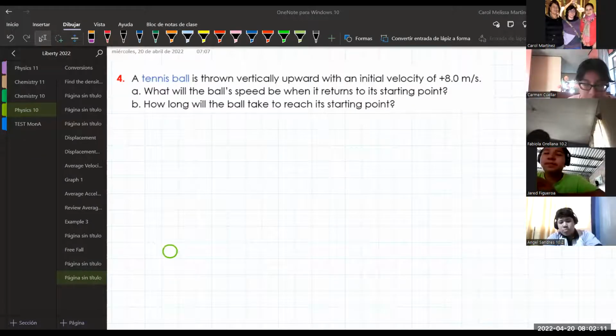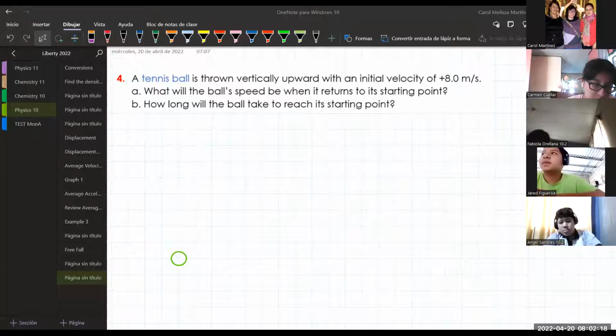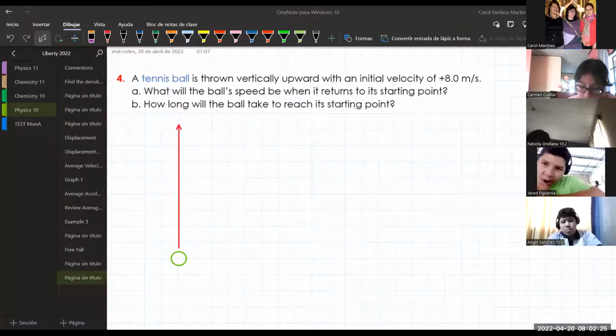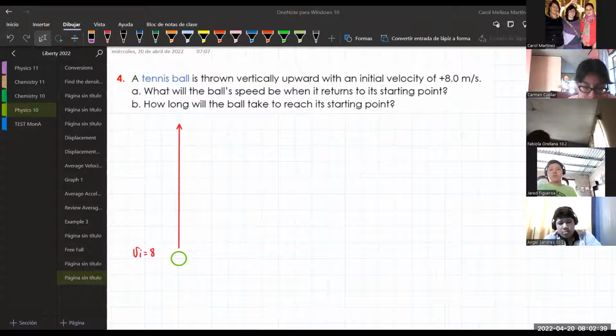okay? And I have this tennis ball, and the exercise says it is thrown vertically upward. So the motion that this object originally has is going upward, okay? This is the first motion that this object has. And I know that its initial velocity is 8 meters per second and is positive. Why? Because it is mentioned here in the problem.